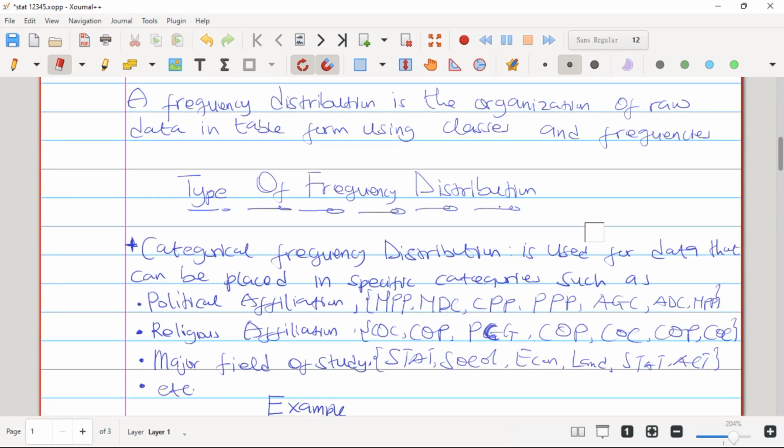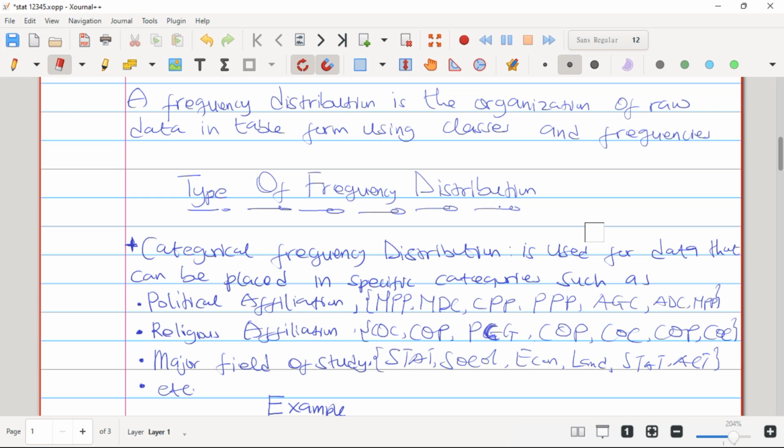We are saying that a frequency distribution is the organization of raw data in a table form using classes and frequencies. We are just going to organize this raw data, and the tools that we use to organize it are classes and frequencies. So what is meant by frequency? A frequency is the number of times an observation occurs in a given raw data. The number of times a particular observation occurs in a given raw data.